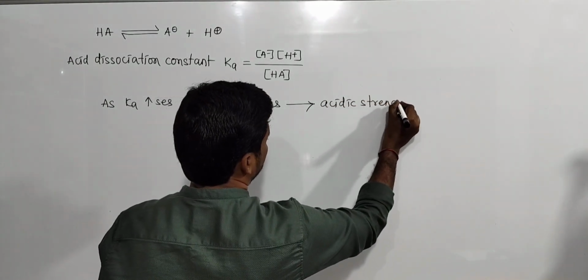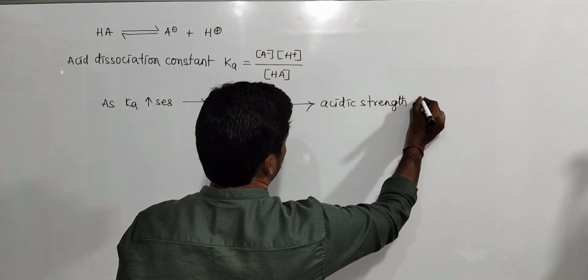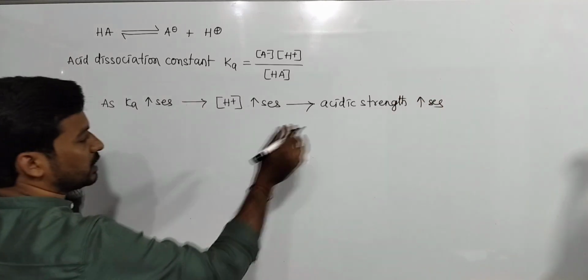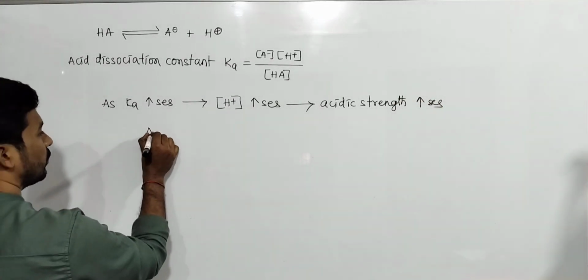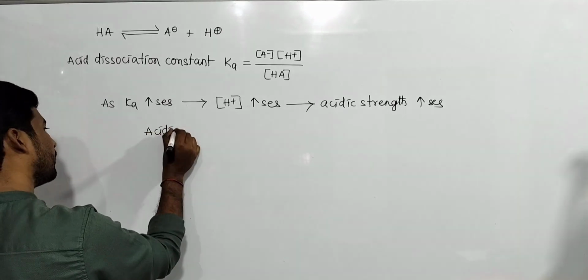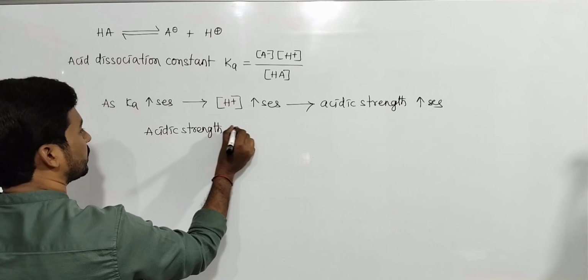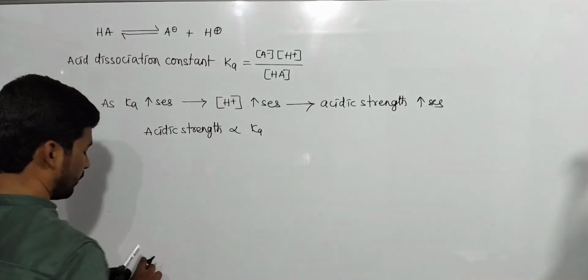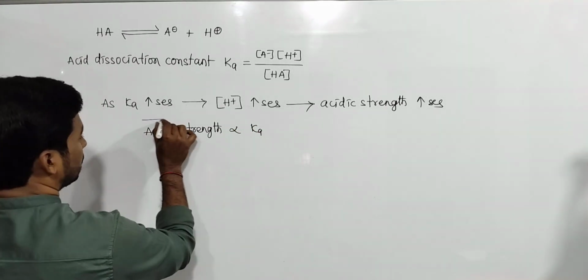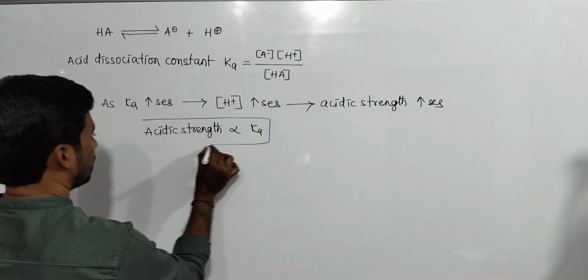Acidic strength increases with proportionality. Therefore, acidic strength of an acid is directly proportional to what? The Ka value.